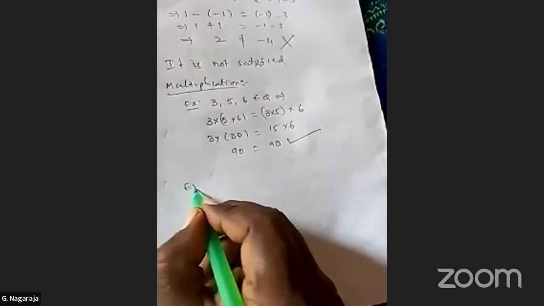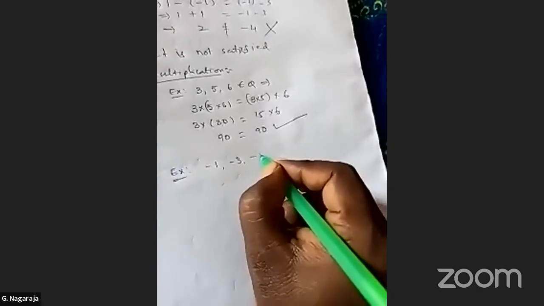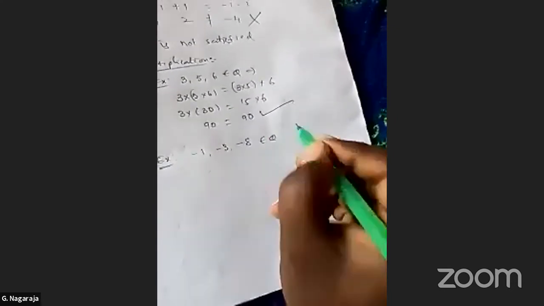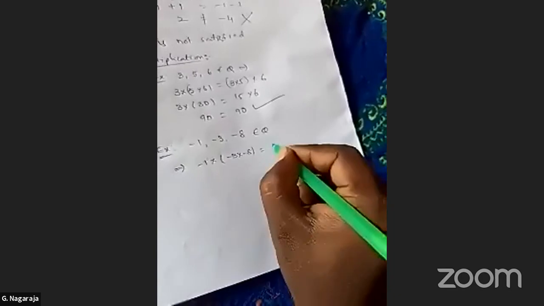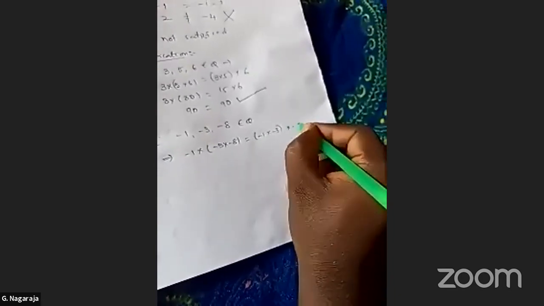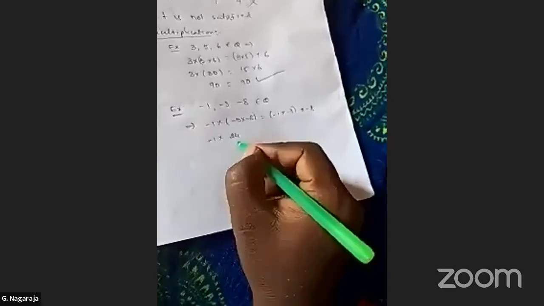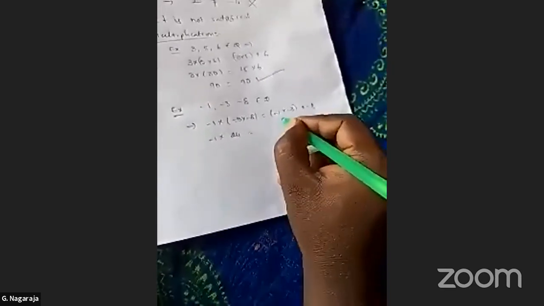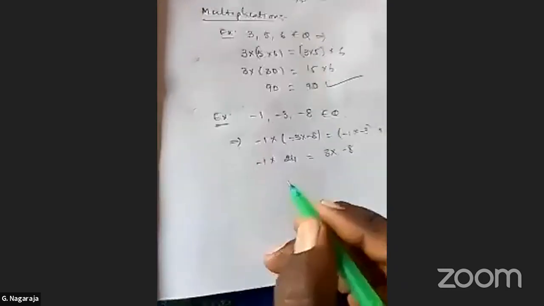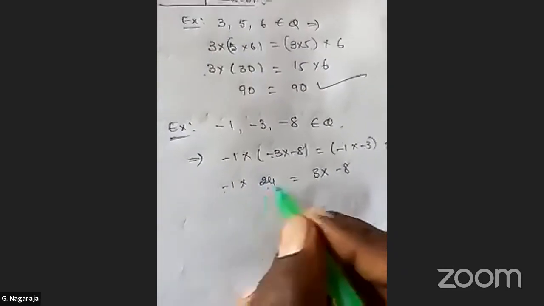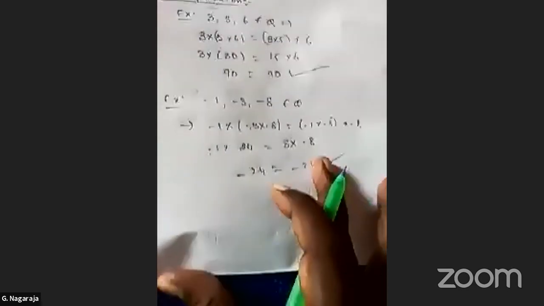Next example is minus 1, minus 3, minus 8 belongs to Q. Then (minus 1 into minus 3) into minus 8 is equal to minus 1 into (minus 3 into minus 8). Minus into minus is plus, 3 1s are 3. 3 into minus 8 is minus 24. Then minus 1 into 24 is equal to minus 24. So it is also satisfied.